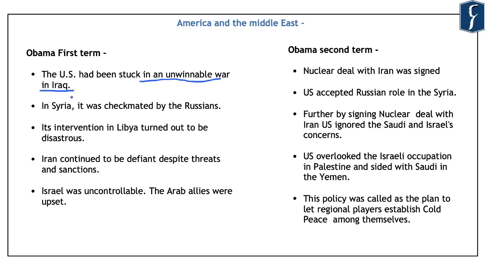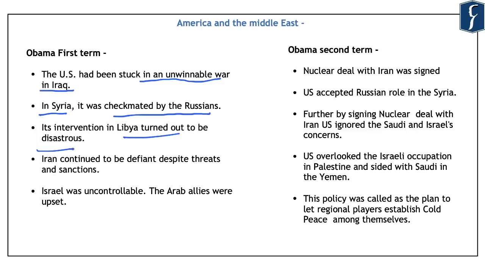Secondly, America also ventured into the conflict that was happening in Syria. However, its presence was checkmated by the Russians. That is, the US presence, or the ability of the US to influence the outcome of the Syrian war, was highly influenced by the Russian presence. And this shows a declining influence of the US in Syria. Thirdly, its intervention in Libya also turned out to be disastrous.